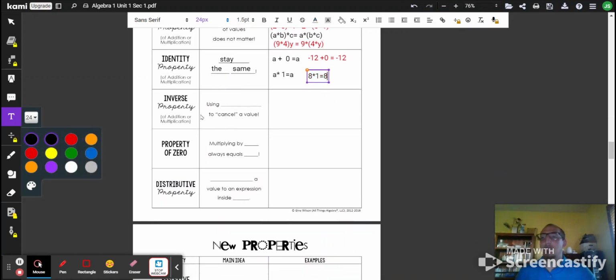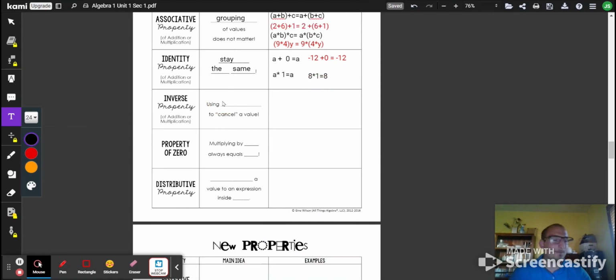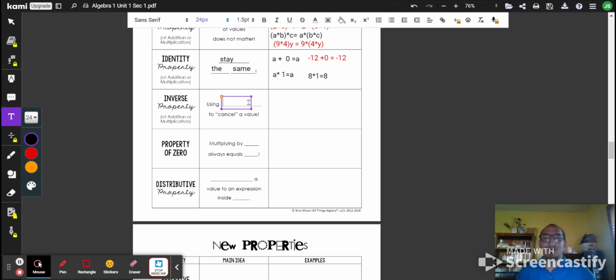The inverse property. When you guys think inverse, what do you think? Some say the opposite, and I would agree with them. The inverse property also works with multiplication and division.